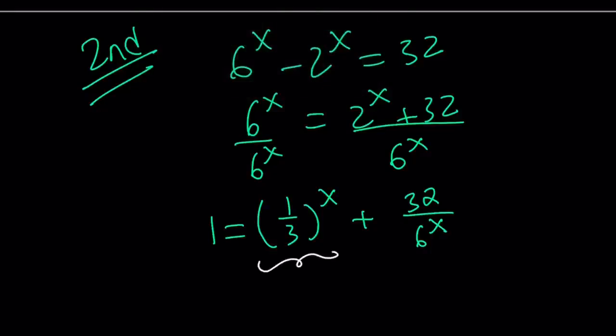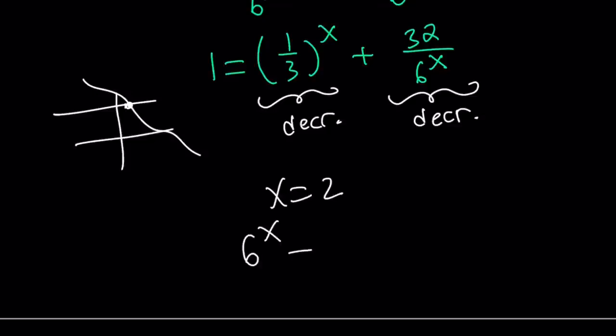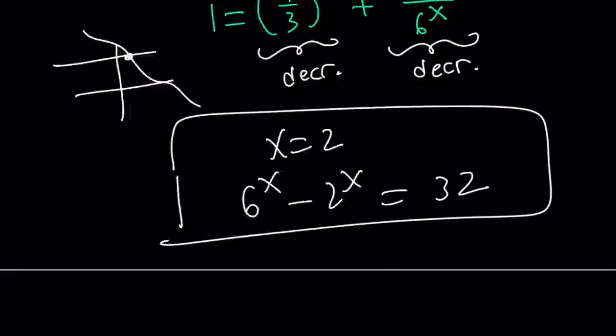Now notice that this is a decreasing function, and this is also a decreasing function. Their sum is also decreasing, right? Which means, think about it, you have a decreasing function and a horizontal line. They're going to intersect at a single point, which means you're only going to have a single solution. And that is at x equals 2, as we've seen before, because x equals 2 works. Awesome. Now let's go ahead and take a look at the graph, and we'll finish up.